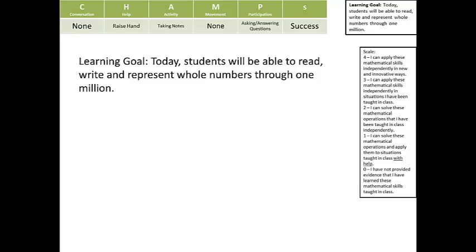All right, we are ready to start our next lesson. Today's learning goal is that students will be able to read, write, and represent whole numbers through 1 million.